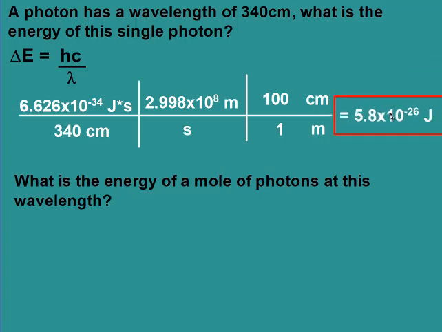So I get 5.8 times 10 to the negative 26 joules. Remember that that was how much energy is in one photon. So now we need to find out how much energy is in a mole of photons. So now we're going to do that last step that we did in the previous problem. Go ahead and pause the video and restart when you have the energy in a mole of photons.